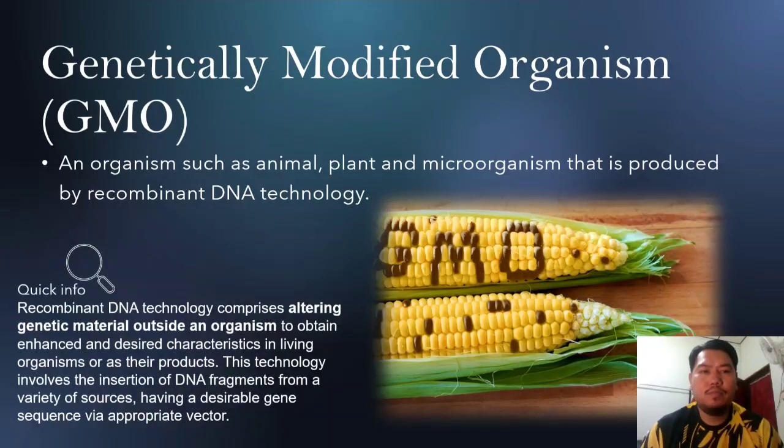Quick info. Recombinant DNA technology comprises altering genetic material outside an organism to obtain enhanced and desired characteristics in living organisms or as their products. This technology involves the insertion of DNA fragments from a variety of sources, having a desirable gene sequence, via an appropriate vector.